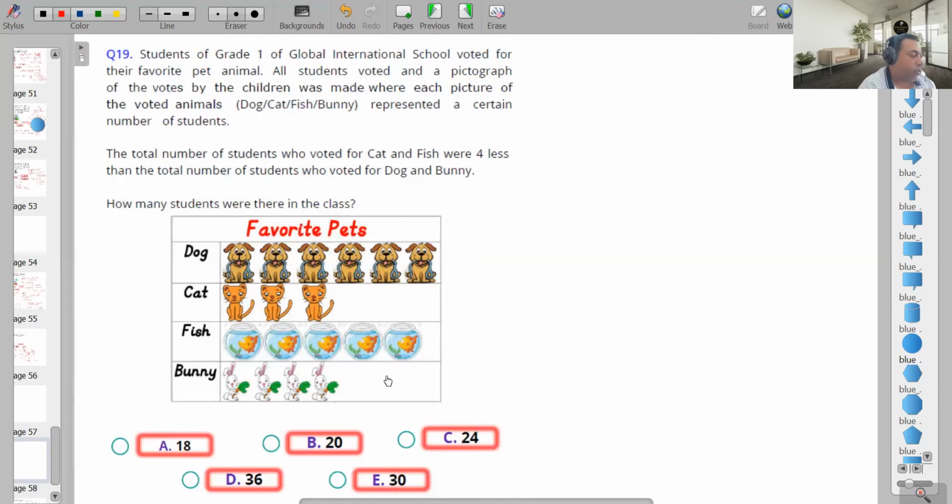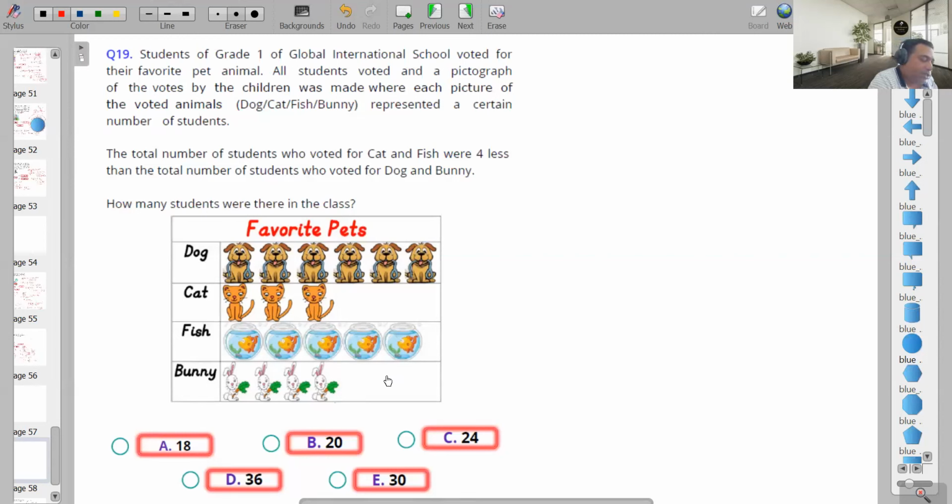Students of grade 1 of Global International School voted for their favorite pet animal. All students voted, and a pictograph of the votes by the children was made where each picture of the voted animals, dog, cat, fish, and bunny, represented a certain number of students. The total number of students who voted for cat and fish were 4 less than the total number of students who voted for dog and bunny. How many students were there in the class?